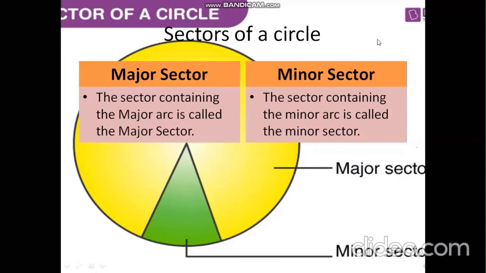There are two sectors of a circle: major sector and minor sector. The sector surrounded by the major arc is called the major sector and the sector surrounded by the minor arc is called the minor sector. So remember, if a minor arc surrounds an area, it is called minor, and if a major arc surrounds an area, it is major. If it divides like a sector, it is a major sector, or if it divides like a segment, it is a major segment. That's it.